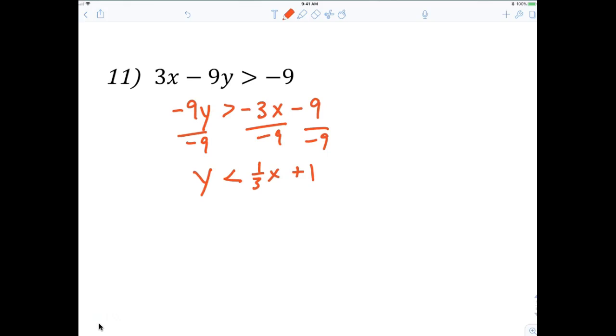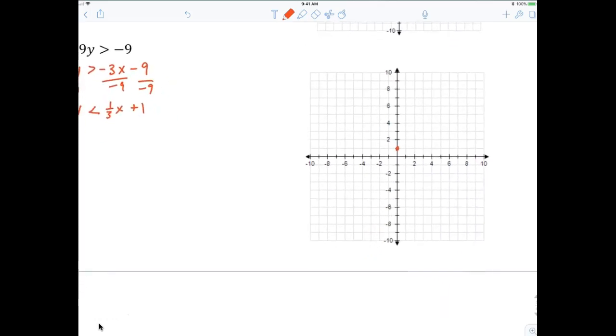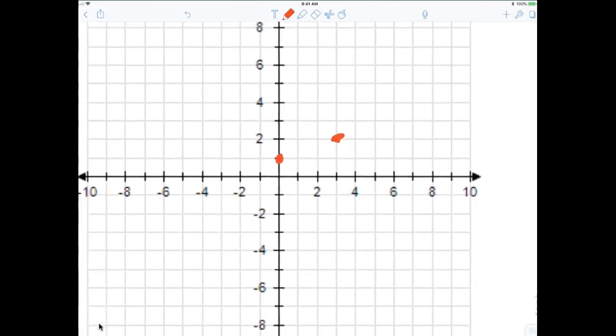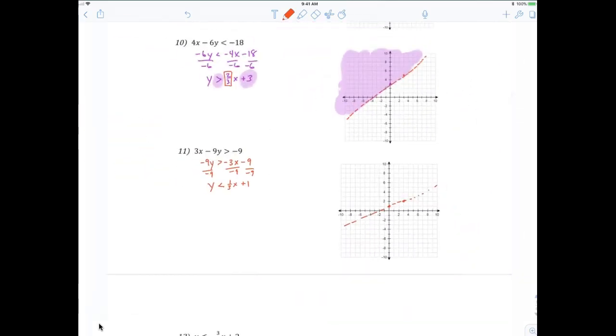Michael, that's easy. Right? All right, now, how do I graph, Michael? Up 1. And? Yes. And now what type of line? Dotted or solid? Yeah, the reason it's dotted is because there's no equal to. Okay? Now, how am I shading? That's correct. Nothing to it.